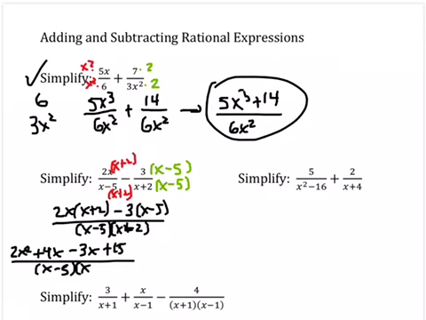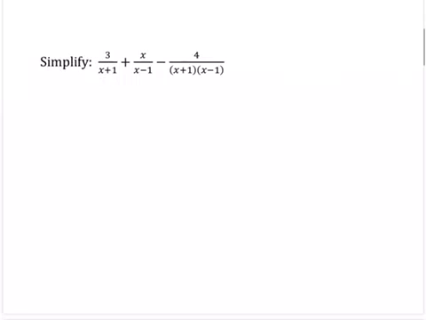You don't have to multiply it out. Usually you would rather leave it factored. All right, so this becomes 2x squared, 4x minus 3x is 1x, and then plus 15 over x minus 5 and x plus 2. Now, usually you're done, but you want to go ahead and make sure that 2x squared plus x plus 15 maybe factors. So let's see, 2x squared plus x plus 15.